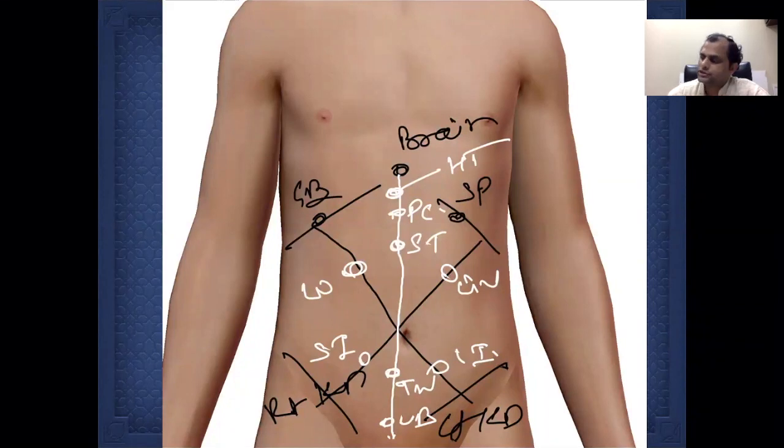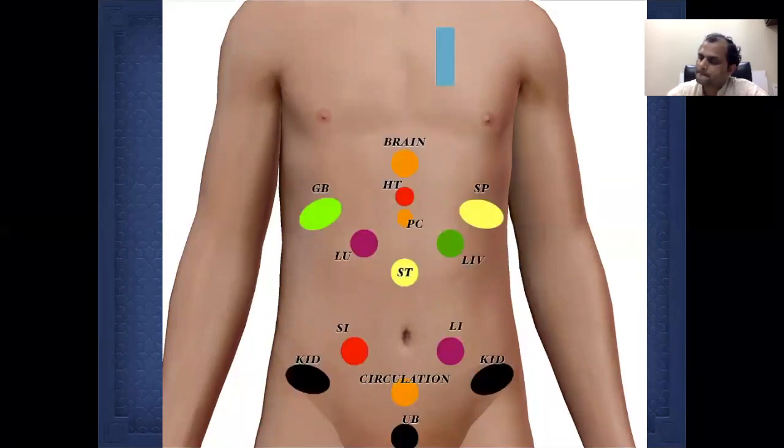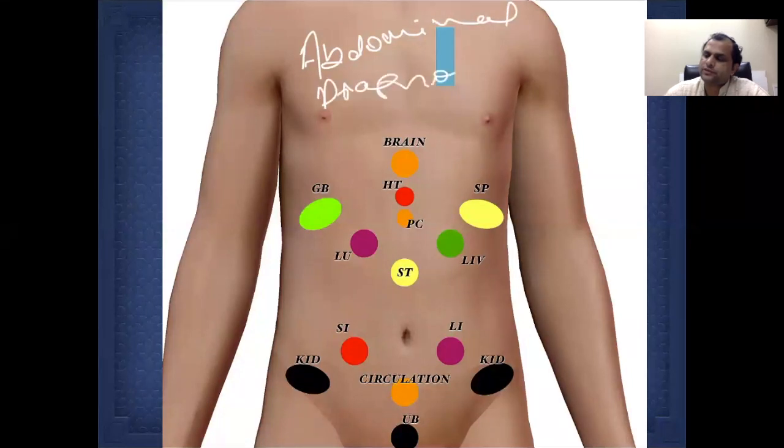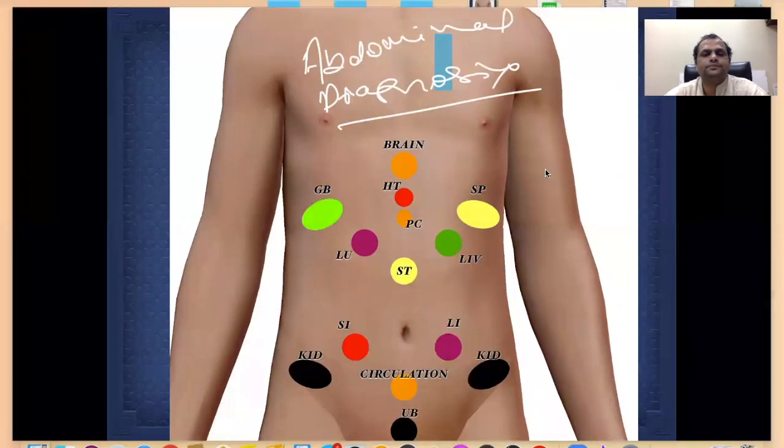I will show you another image. Look at this. This is the same image. You can take the screenshot, you can click this image. So this is the abdominal diagnosis. Let's see one practical video. So we have to apply the pressure, very little. We don't have to press very hard.